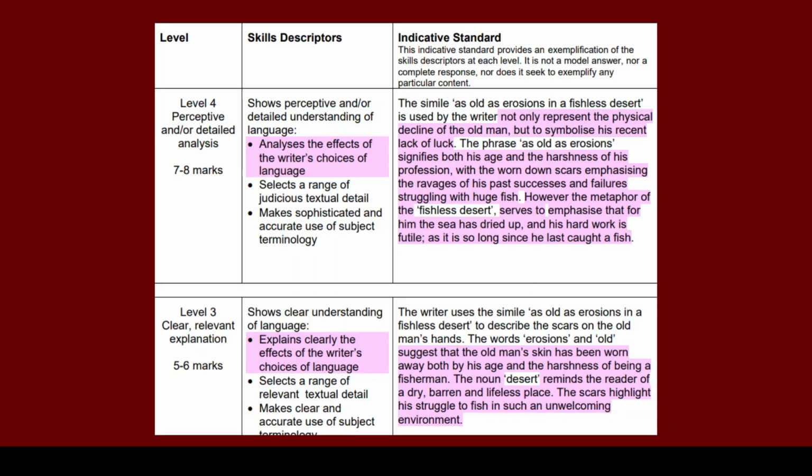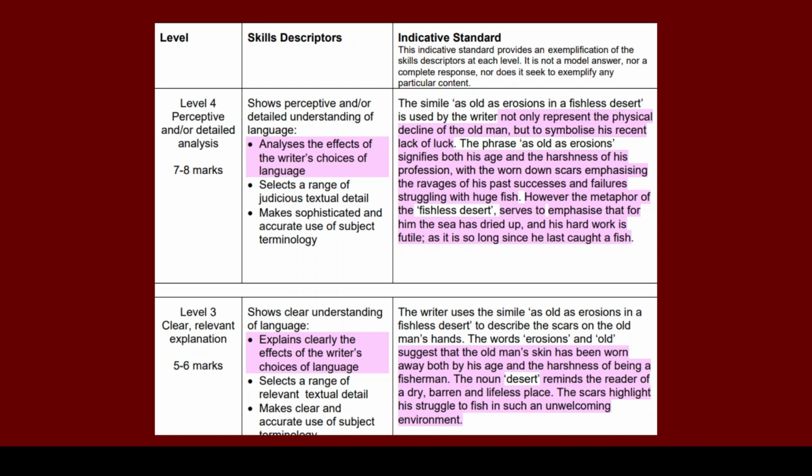On level 3, we have "explains clearly the effects of writers' choices of language." So we're still on suggest, but we are also talking about why it matters, and it's clear. So we are clearly writing, we are showing that we are able to write about why.